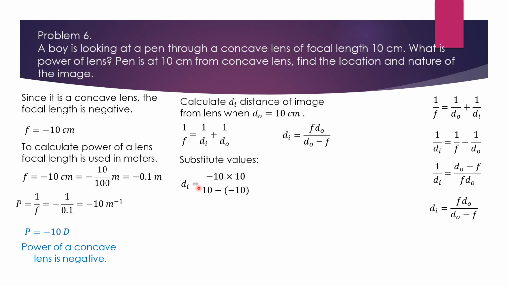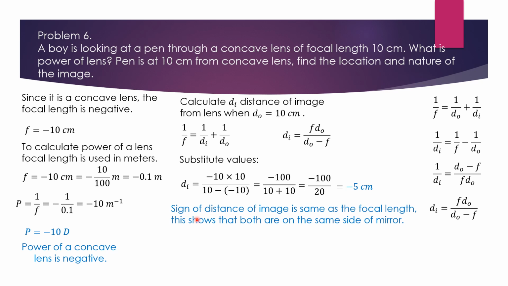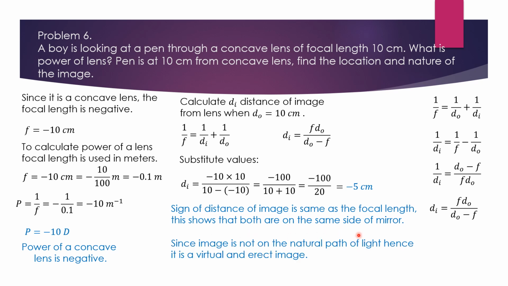Now putting it in the main body of the question, substituting values in this equation, we get di is equal to minus 10 into 10 over 10 minus 10, which is minus 10 over 10 plus 10. These two negative signs become positive and result in minus 10 over 20, which is minus 5 centimeters. Remember, the sign of the distance of the image is the same as the focal length. This shows that both are on the same side of the lens. Since the image is not on the natural path of light, it is a virtual and erect image.